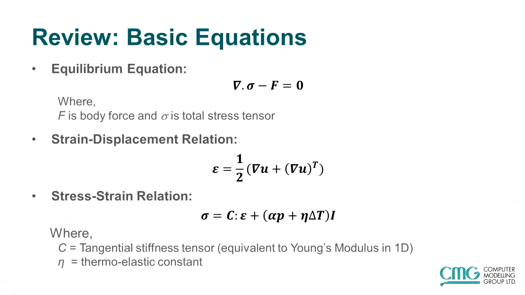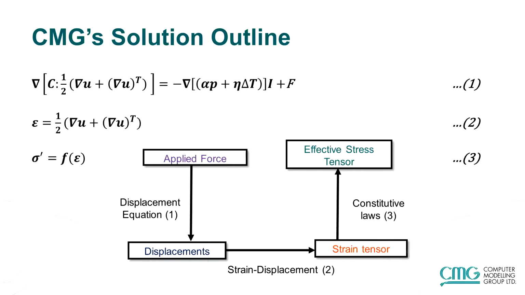Now how do we solve these equations? So the CMG solution outline is on this particular slide. If you combine all the equations from the previous slide, you'll get the first equation on this one. So that is the equation which comprises everything, the forces, the displacement, and everything. We use the first equation, and we figure out how much the applied force is, and based on that, we figure out what the displacements are. Now, once we know the displacement, we can use equation number 2, which is the same as the one on the previous slide, to obtain the overall strain tensor. Once we have that, then we can apply the relationship between stress and strain to get the effective stress tensor, and that's how the solution works.